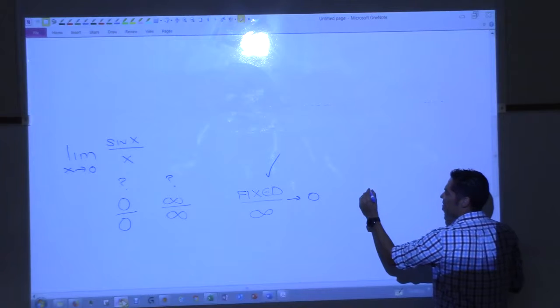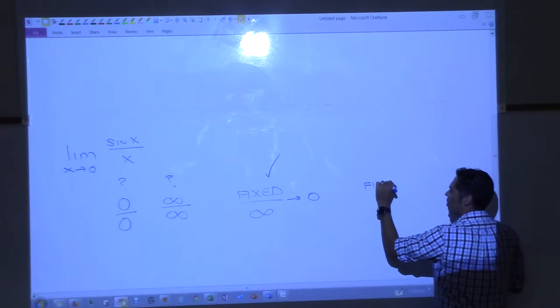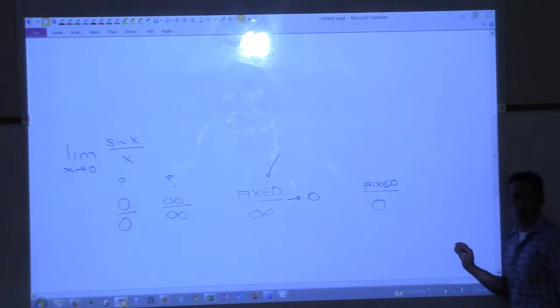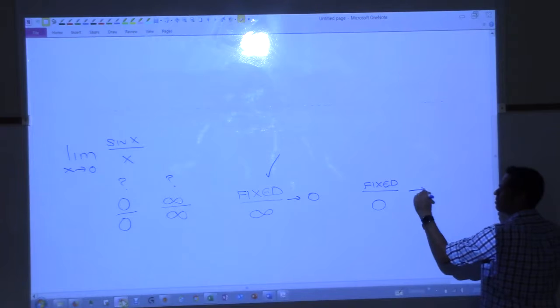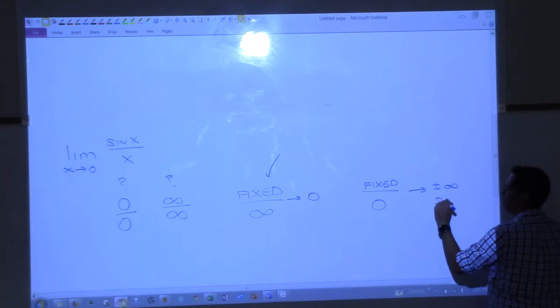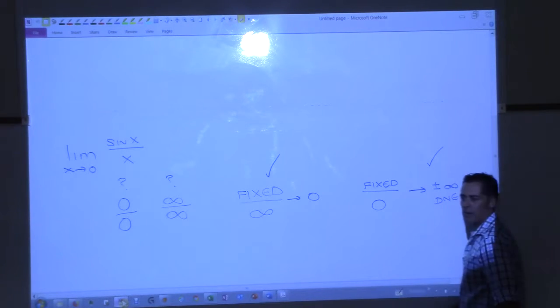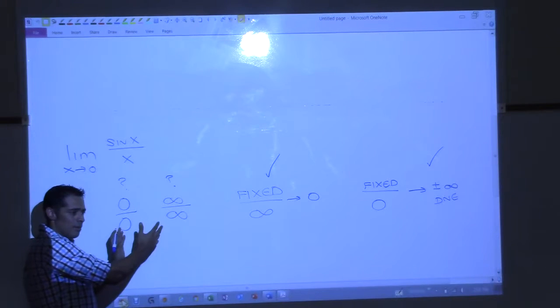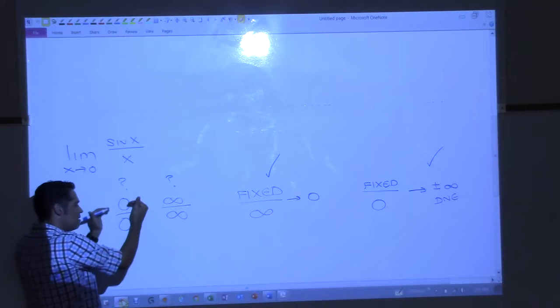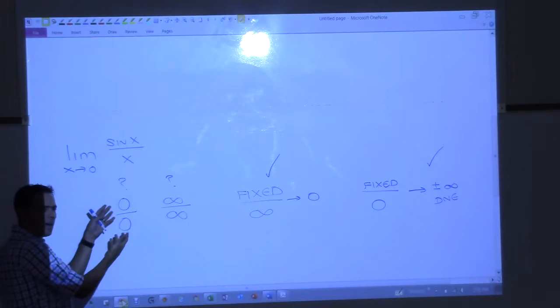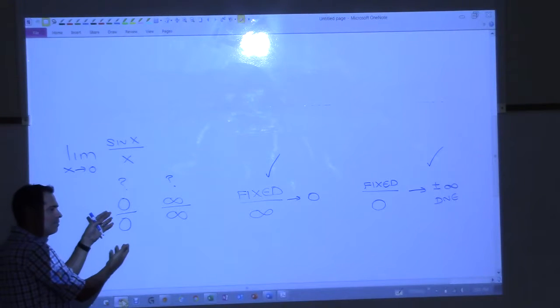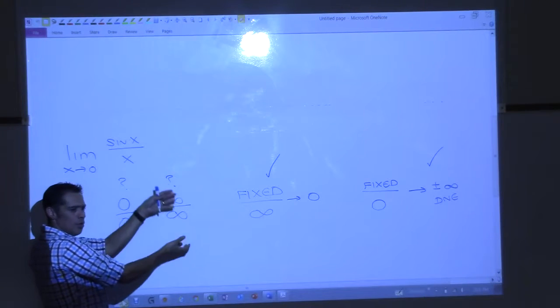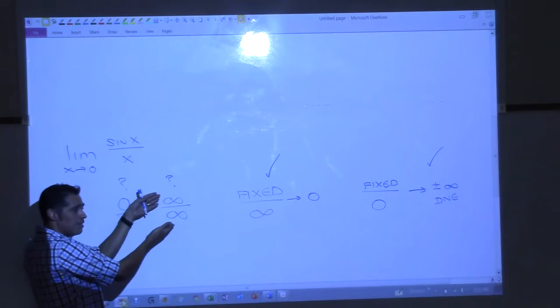How about if we had this? What about fixed over something going to 0? Was that a problem? This is either infinity or negative infinity or does not exist. So we did have answers for this. So we could handle that, right? These are still the two that we're just not quite sure about. The top wants to be 0, the bottom wants to be 0. You can't divide by 0. Problem. This one's getting big, this one's getting big. Who wins, right? Who's getting bigger faster?